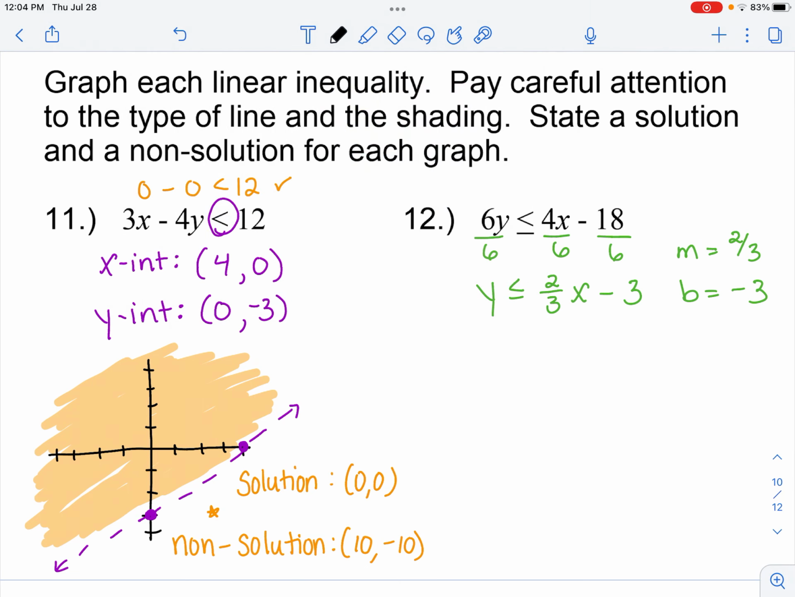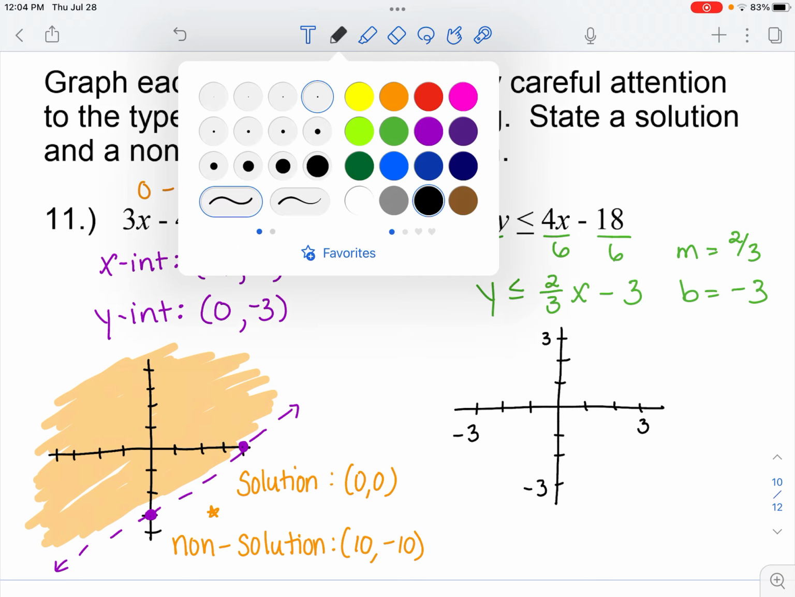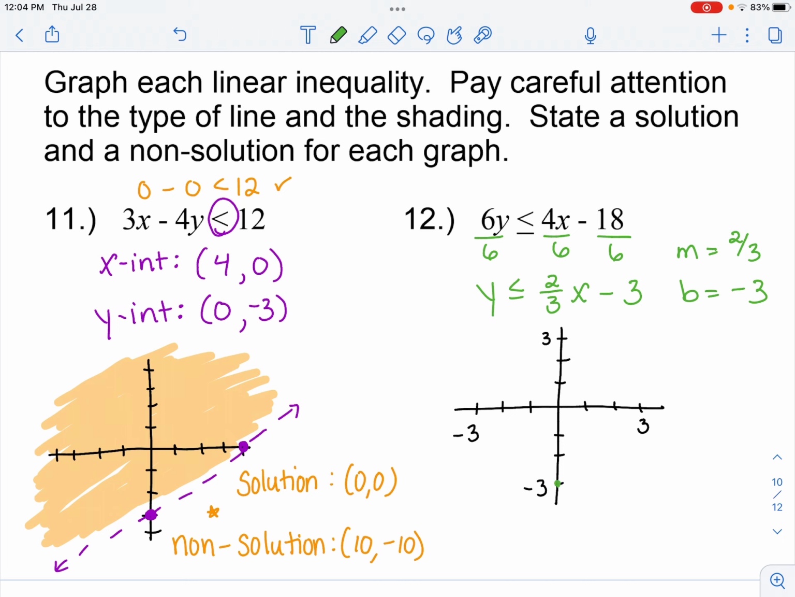So if I go to make this grid, let's see, I'm going to go 1, 2, 3, 1, 2, 3, 1, 2, 3, 1, 2, 3. That's a -3, Miss Morrow. Okay. So my y-intercept is at -3. And I need to go a slope of 2/3, so that means up 2 over 3. And then I would do it again, up 2 over 3. I'm a little bit off my grid, but that's okay.